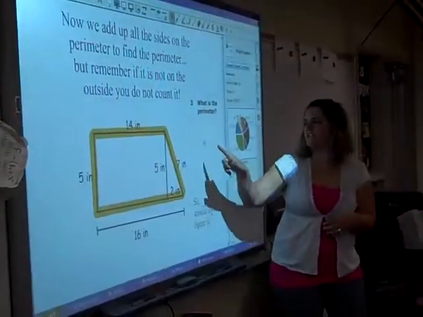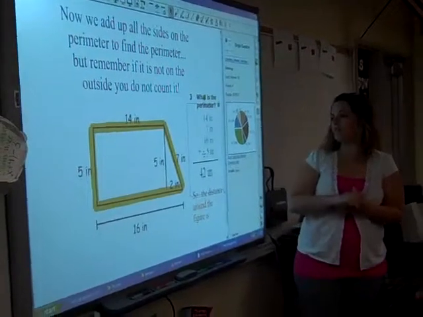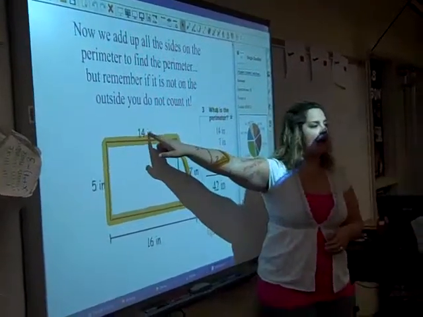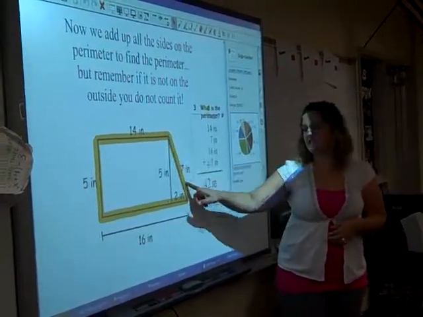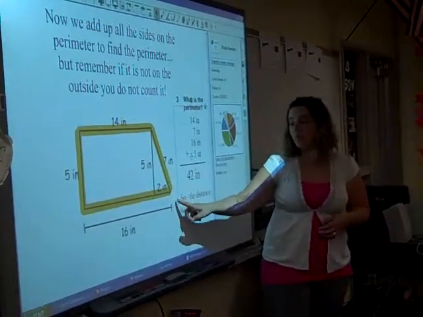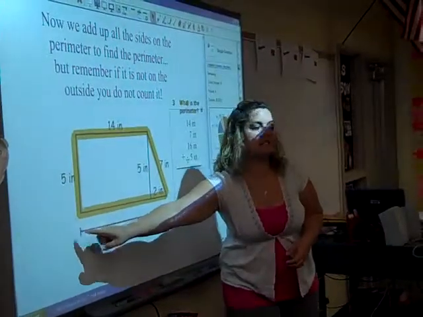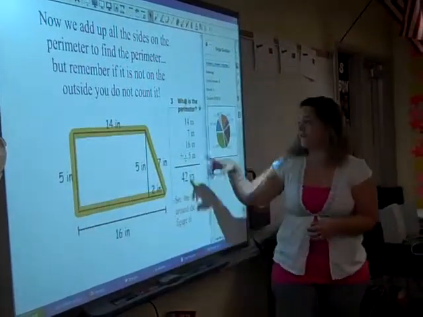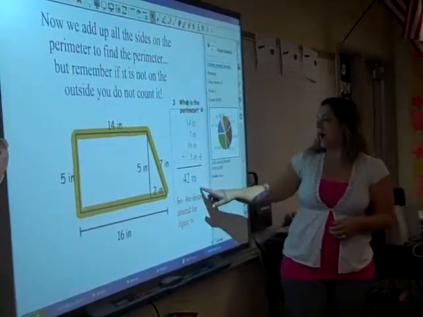So if I'm going to add all of them up together, first I add the 14, then the 7. Do I need to add this too? No, because the whole thing is 16, so 16 and 5. If I add them all together, I get 40.